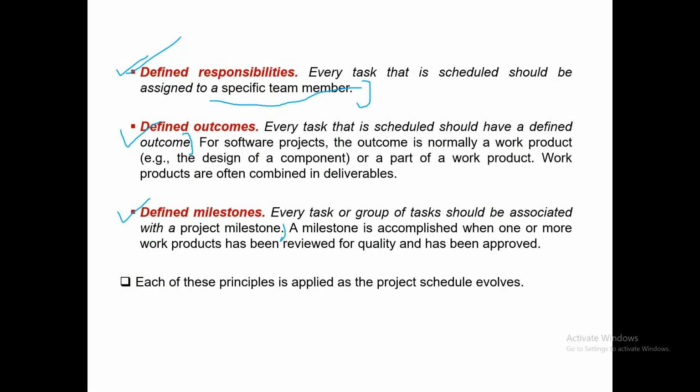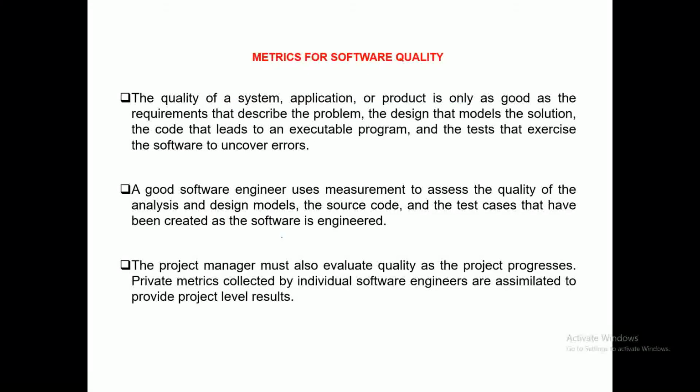Now each of these principles is applied as the project metrics for the software quality. Now we know what is the meaning of metric. Metric for the measurement of software quality. Now the quality of a system, application or product is only as good as the requirements that describe the problem, the design that models the solution, the code that leads to the executable program, and the tests that exercise the software to uncover errors. So what is the quality of a system?